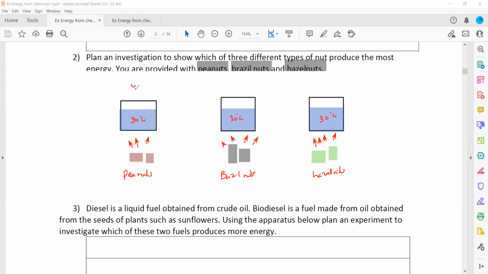For example, the final temperature of the water when peanuts are burned was 40. The final temperature when Brazil nuts are burned, for example 38. And the final temperature when hazelnuts are burned, say 33. So which type of nut produces the most energy? Brazil nut, peanut, or hazelnut?